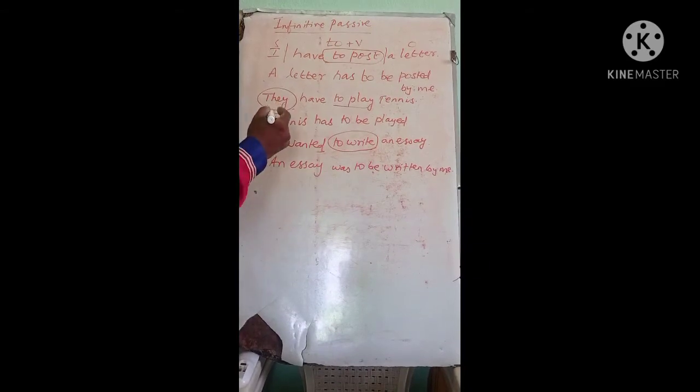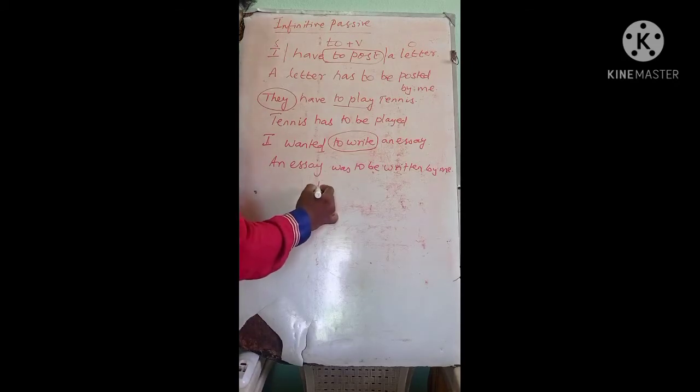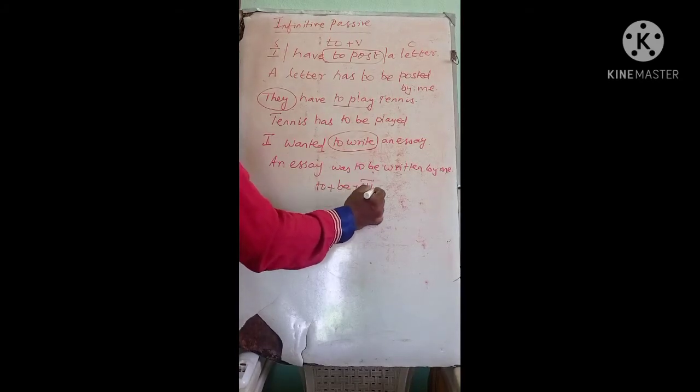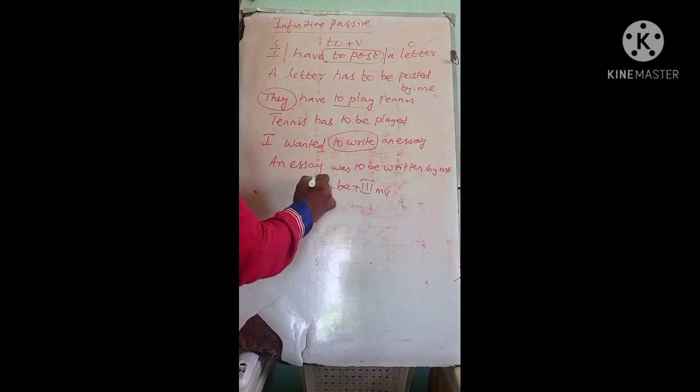So what's the rule? If the verb is in infinitive, we should write what? To plus be plus third form of the main verb. This is the passive form of the infinitive, the infinitive passive.